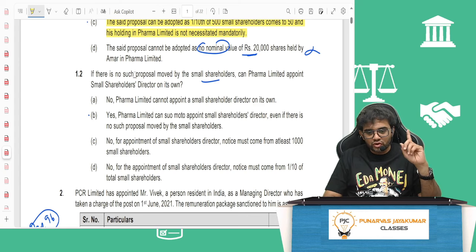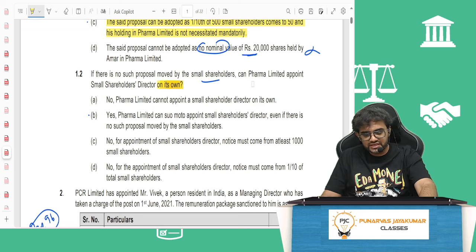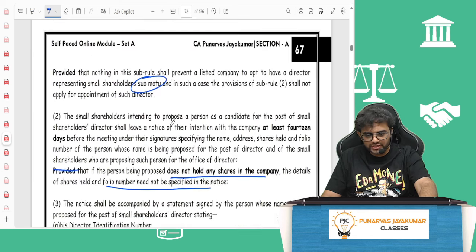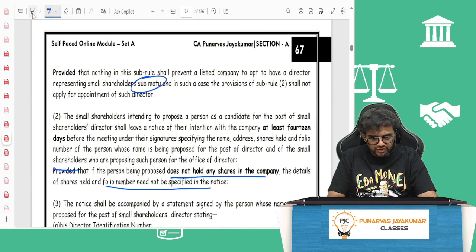Yes. If there is no proposal moved by small shareholders, can Pharma Limited appoint on its own? So guys, we have seen this. Suo moto possible or not? Yes. They can do it suo moto.